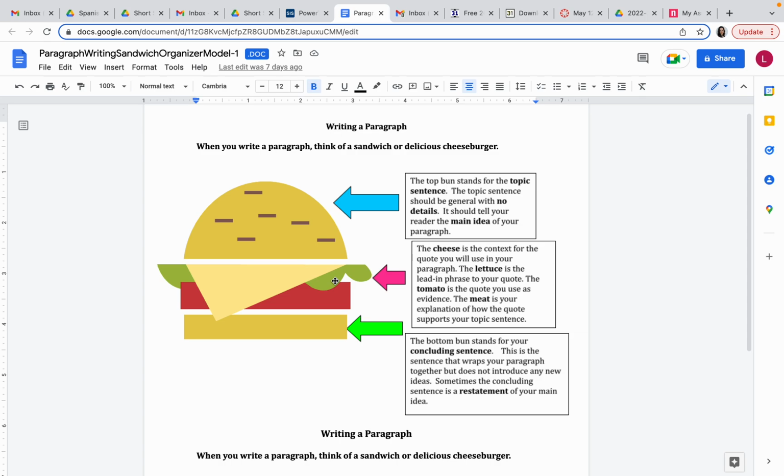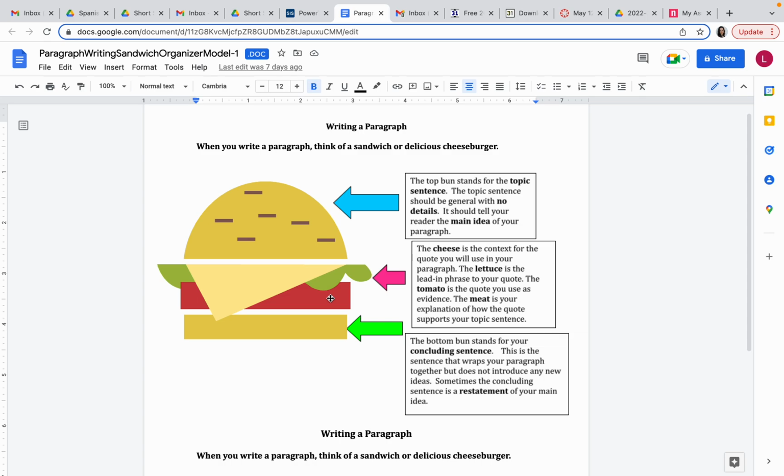And then the tomato, which you can't see in here, but it's here. It's underneath the lettuce. The tomato is the quote that you use as evidence. So it could be from something that you read, from a book, from a novel, from a magazine article, some kind of evidence that you think is really helpful to prove your point. That's the tomato. And then the meat, just like the meat is the most important part of a sandwich, the meat is the most important part of your paragraph.